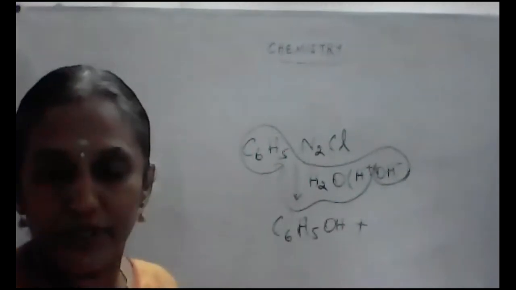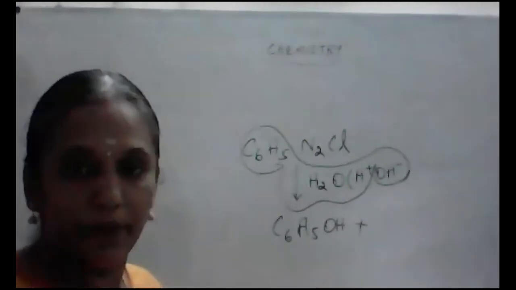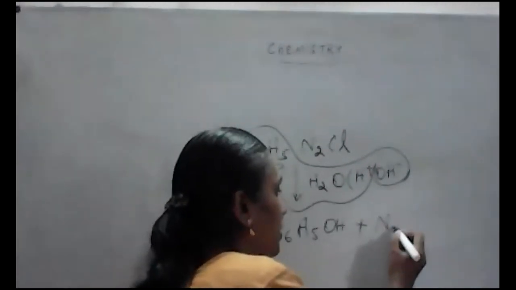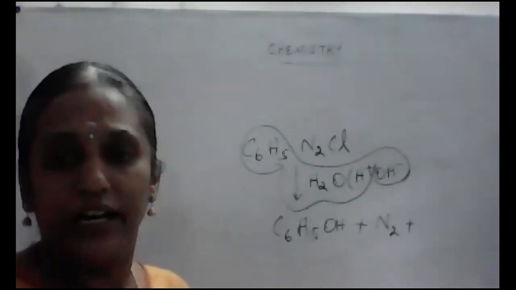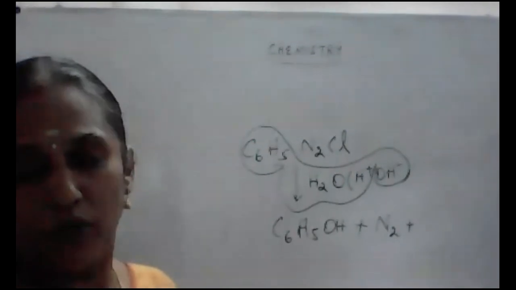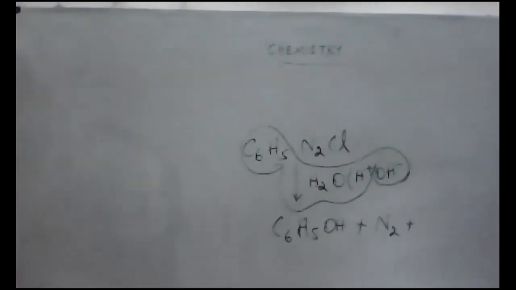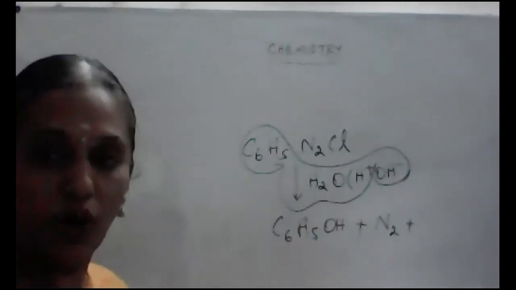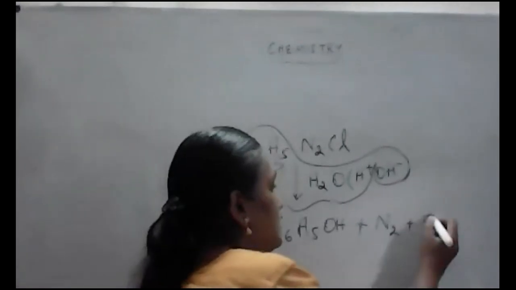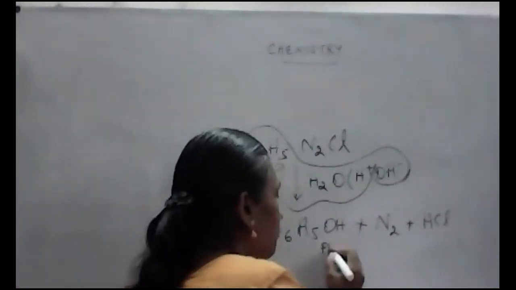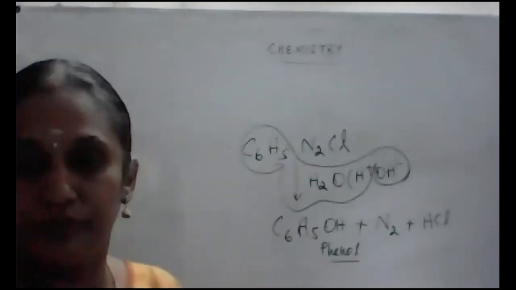In 99% of the reactions, this nitrogen will go out separated automatically. Only in 1% of the reactions, in a reaction by the name diazotization, will nitrogen be retained. In the rest of the reactions, this nitrogen will go out. So we get phenol plus nitrogen plus HCl. So we have prepared phenol.